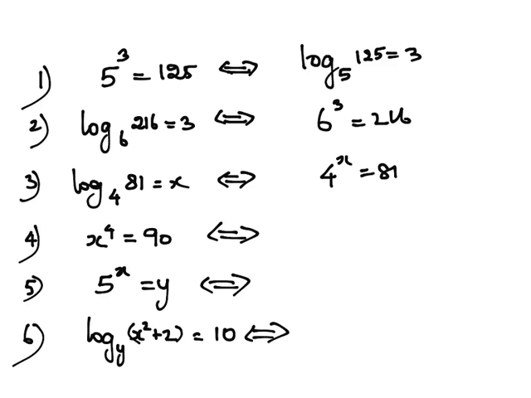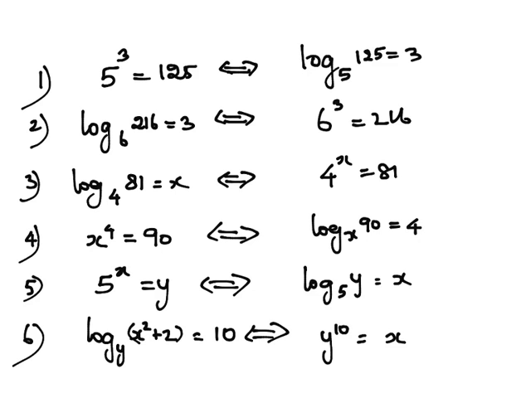The fourth one is log 90 to the base x equal to 4. Fifth one, the answer is log y to the base 5 equal to x. And the last one is 10 raised to y equal to x squared plus 2. So I hope you got all of them right. Very good. So let's go to the next concept.